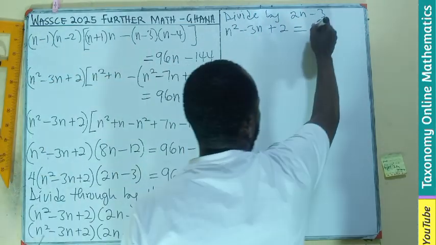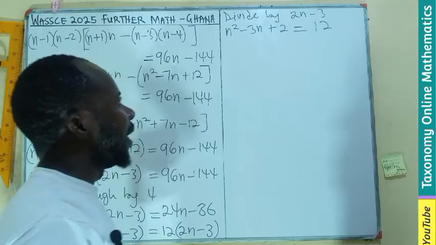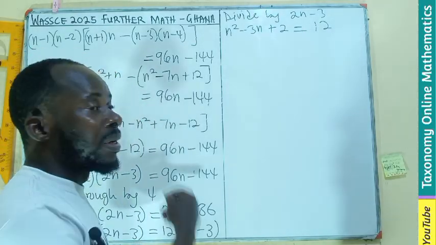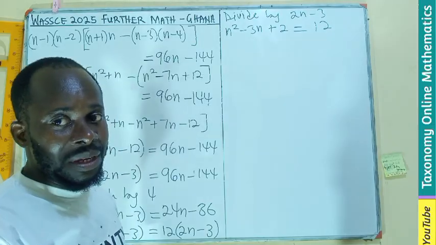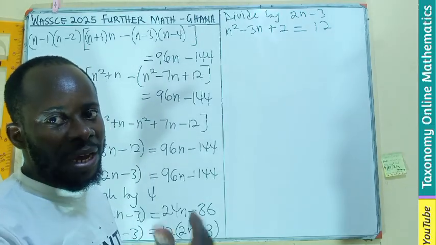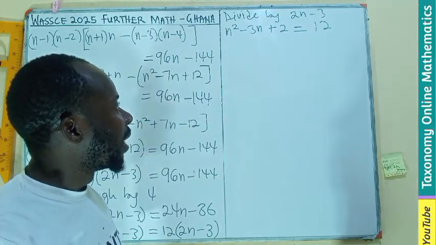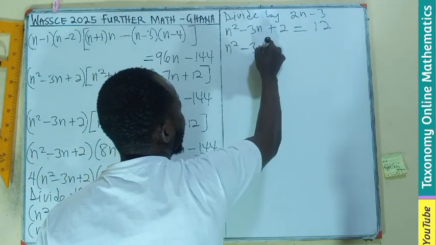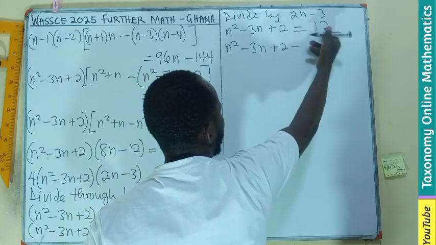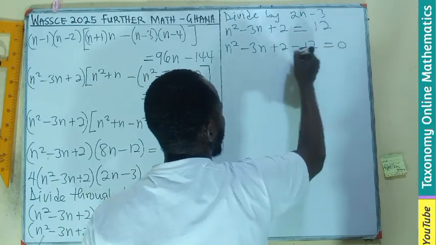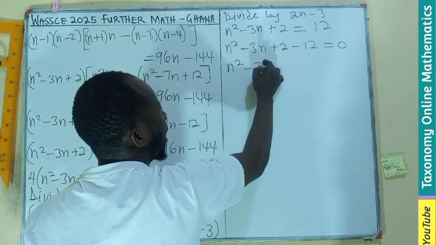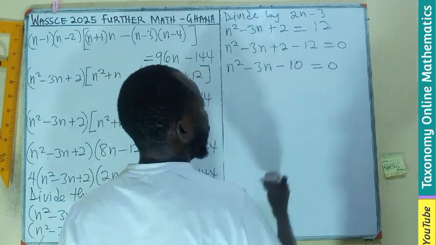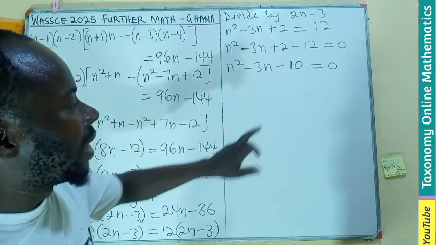If you divide here, you are left with only what? 12. I think now we are dealing with quadratic, which will be easy to deal with. The cubic might also be easy if we expand. I have not tried it, but I just want to avoid the cubic expansion in there. So this becomes n squared 3 2 minus 12 equals 0. N squared plus, I think this is going to be minus 10, right? Equals 0.